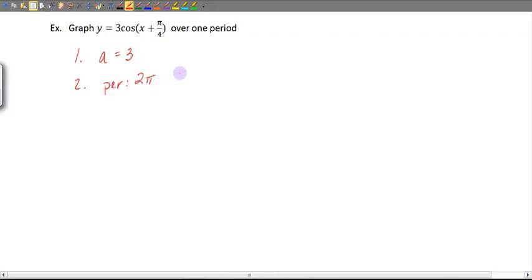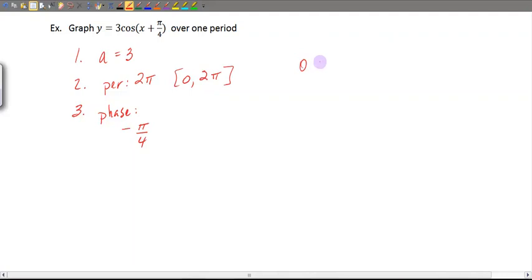So if I know that the period is 2 pi, then I'm looking at an interval between 0 and 2 pi. I also know that I have a phase shift because I have a number being added inside of the parentheses. So I have a phase shift, which is going to do the opposite. In other words, it's going to subtract pi over 4. So now that I know all of that information, I'm going to write out my interval based on my period here.